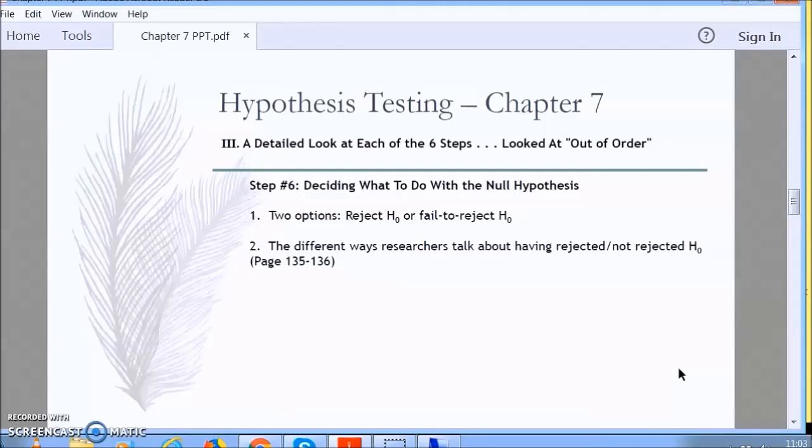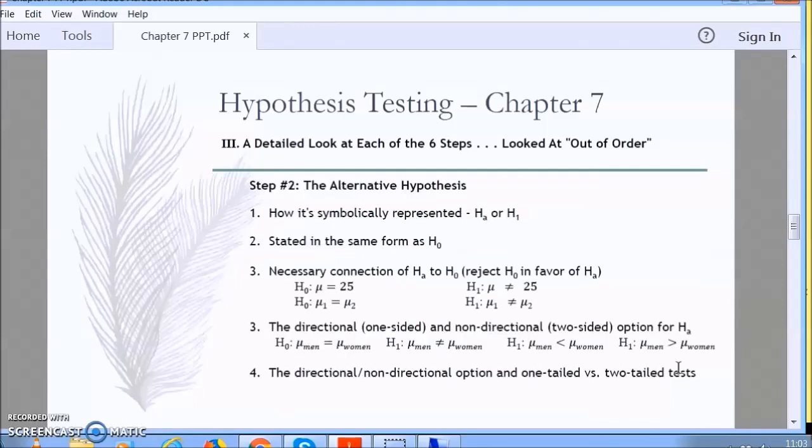So those are the few ways that you are going to talk about deciding what to do with the null hypothesis. Now let's look at the next one. We looked at step 1, which was stating the null hypothesis. We looked at step 6, which was making a decision about the null hypothesis. Now we are looking at step 2, which says you are going to talk about the alternate hypothesis that you set up. The alternate hypothesis is HA, capital H with an A as a subscript, or H1.